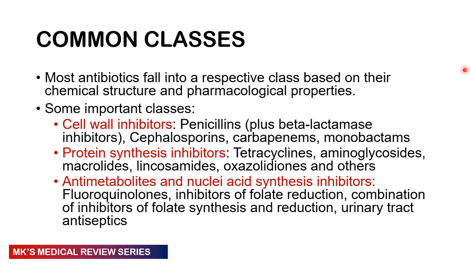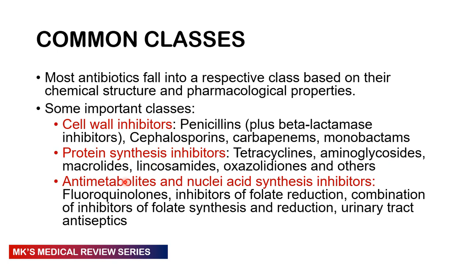Now, what are some of the common classes of antibiotics? They fall in different classes based on their chemical structure and their pharmacological properties. Some important classes include cell wall inhibitors, which could be penicillins plus beta-lactamase inhibitors, cephalosporins, carbapenems, and monobactams. These are pretty much going to be inhibiting cell wall synthesis. And of course, you have protein synthesis inhibitors like tetracyclines, aminoglycosides, macrolides, lincosamides, and others.